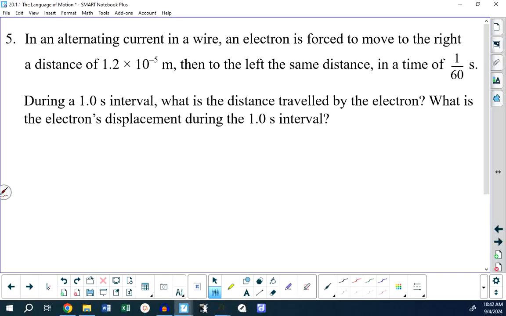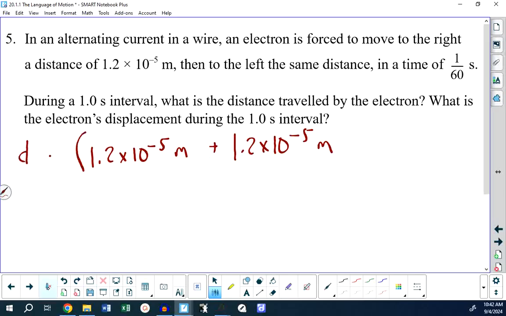Well, it travels a distance of 1.2 times 10 to the negative 5 meters in one direction and 1.2 times 10 to the negative 5 meters in another direction in 1/60th of a second. Which means in a full second, this will be our distance. In a full second, if we multiply that distance by 60, we will get the total distance.